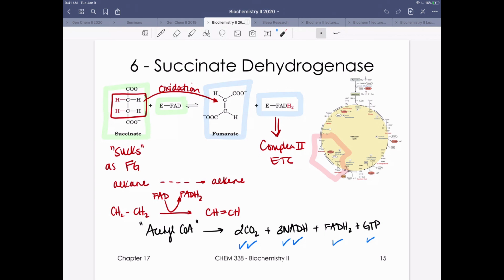All right, so step 6 with succinate dehydrogenase does oxidation chemistry of an alkane to an alkene. Necessary cofactors are FAD, that's actually an enzyme-bound FAD that's part of complex 2 in the electron transport chain. So even though we generate this FADH2, it's not a free FADH2. It's an FADH2 that's shuttled immediately to the electron transport chain.